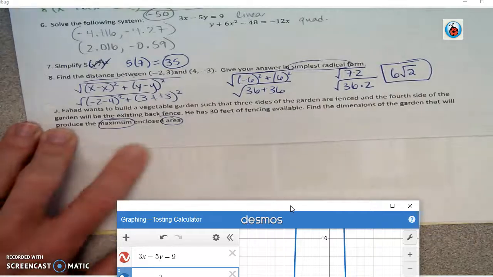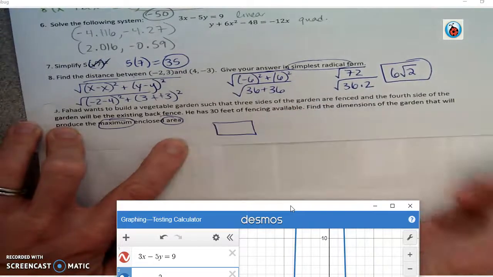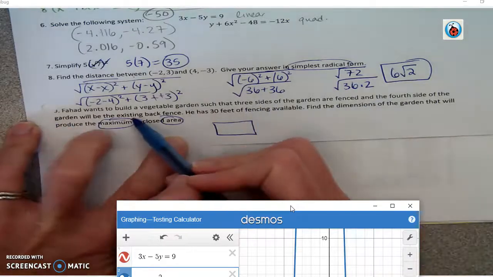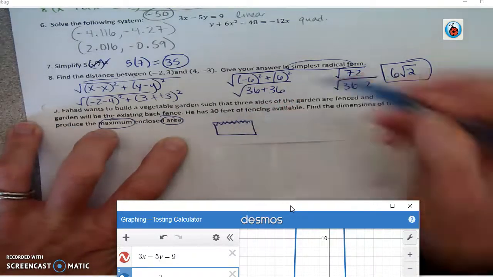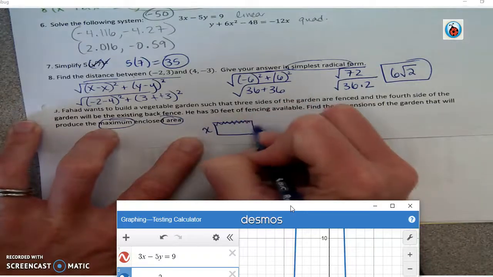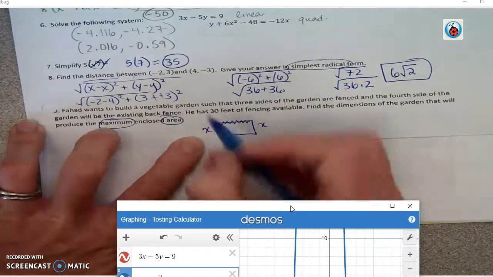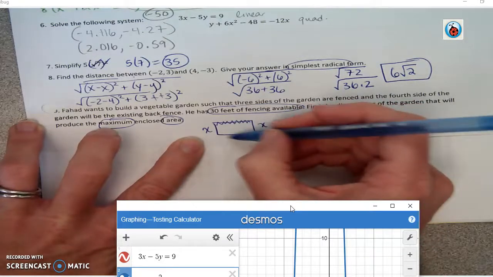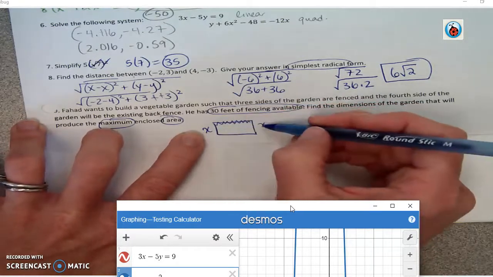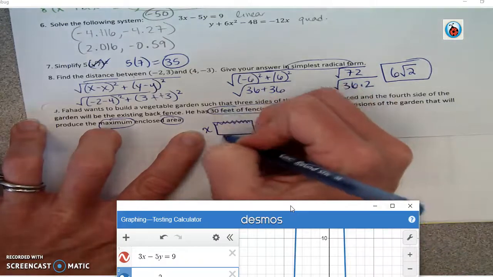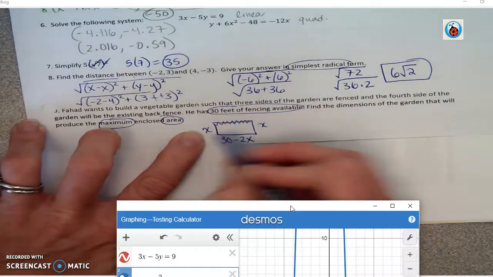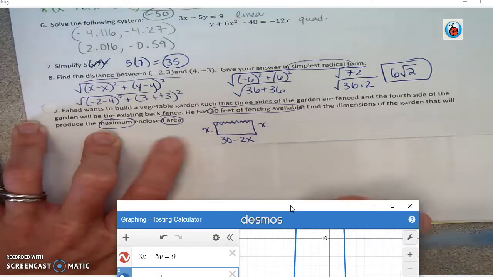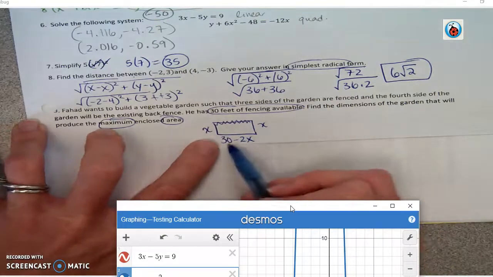All right, so let's start by drawing a picture. 3 sides of the garden are fenced, and the 4th side will be the existing back fence. So we don't have to put any new fencing up here. I'm going to call this and this X because those are the same. He has 30 feet of fencing available. Well, how much will he use on this side? Well, he's already used X and X, so that's 2X. So however much he has, if you take away these 2 X's, that's how much will be used for this side. All right, because we want to make the maximum area, we want to use all the fence he has. So this side is 30 minus 2x.